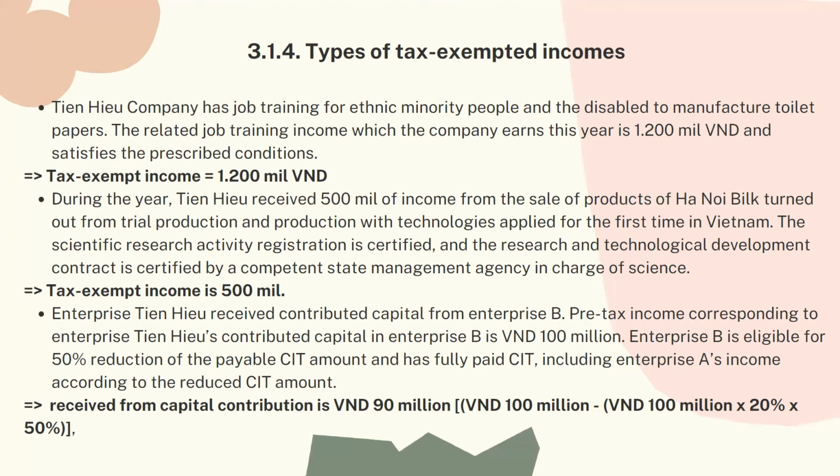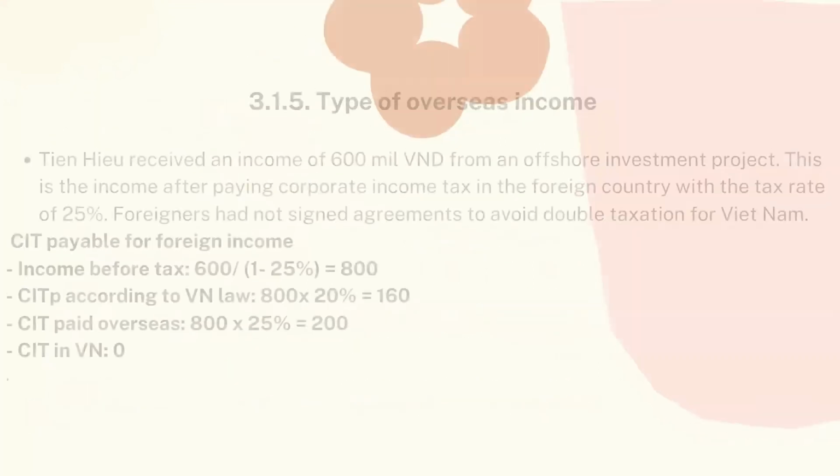Next, Tiền Hiếu receives capital contribution income from enterprise B's pre-tax income, corresponding to Tiền Hiếu's capital in enterprise B, equal to 100 million, and enterprise B has a 50% reduction of CIT payable amount. So the income from received capital contribution equals 90 million in this case.